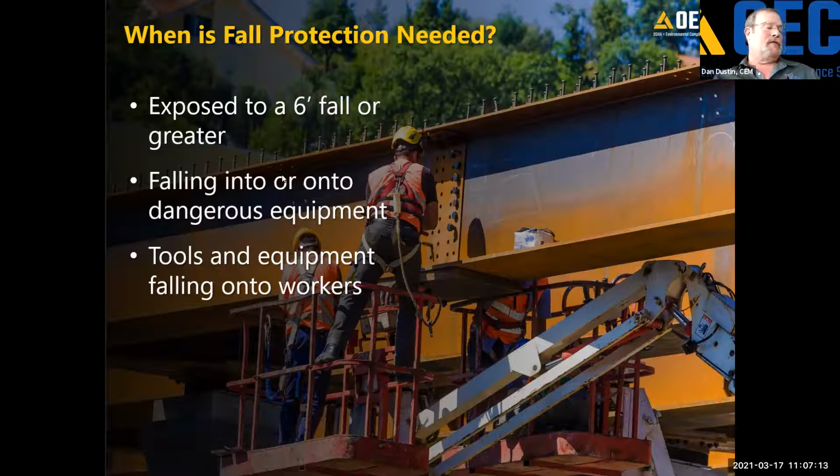I'm required to have fall protection also if there is the danger of falling into or onto dangerous equipment. And this is also true in general industry. Or if there is a possibility that tools and equipment could fall onto workers. In other words, anything that we're actually using to perform the task or the materials involved.